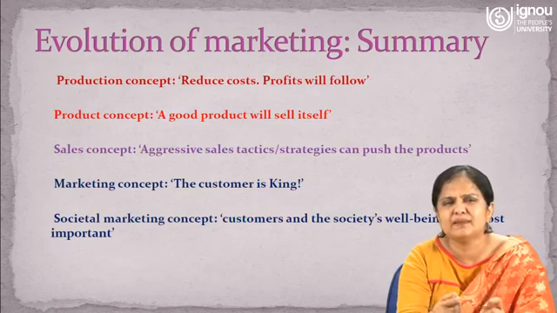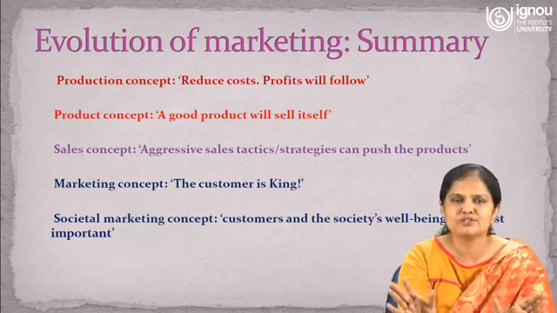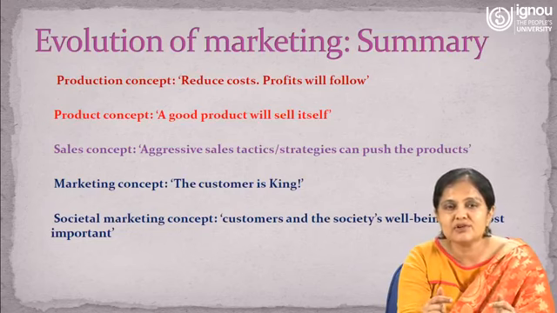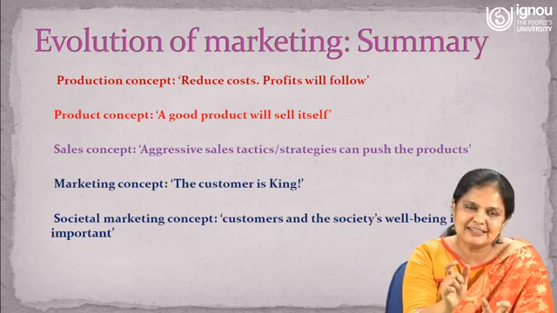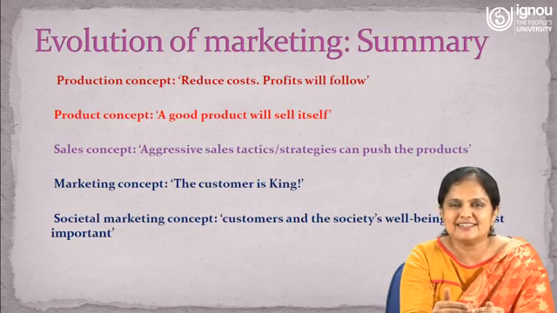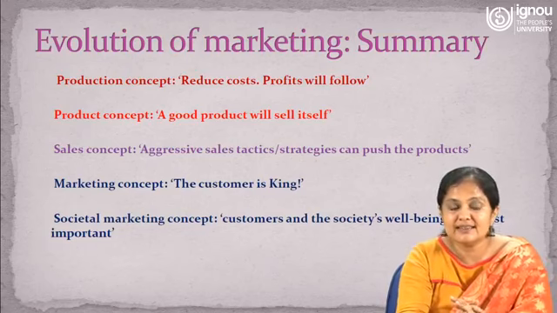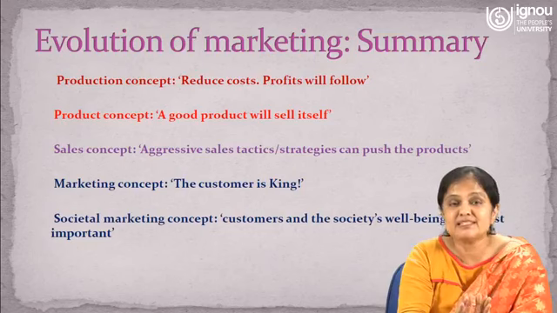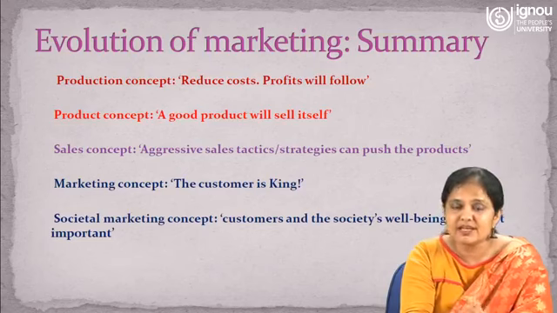If we quickly summarize the whole evolution: in the production concept, the aim was to reduce cost and profits will follow. That was the motto. In the product concept, a good product will sell itself, so focus on quality. In the selling or sales concept, aggressively pushing the products can work. Then came the marketing concept, when the notion that the customer is king got attention, and then the societal marketing concept, wherein the customers' and society's well-being is of utmost importance.